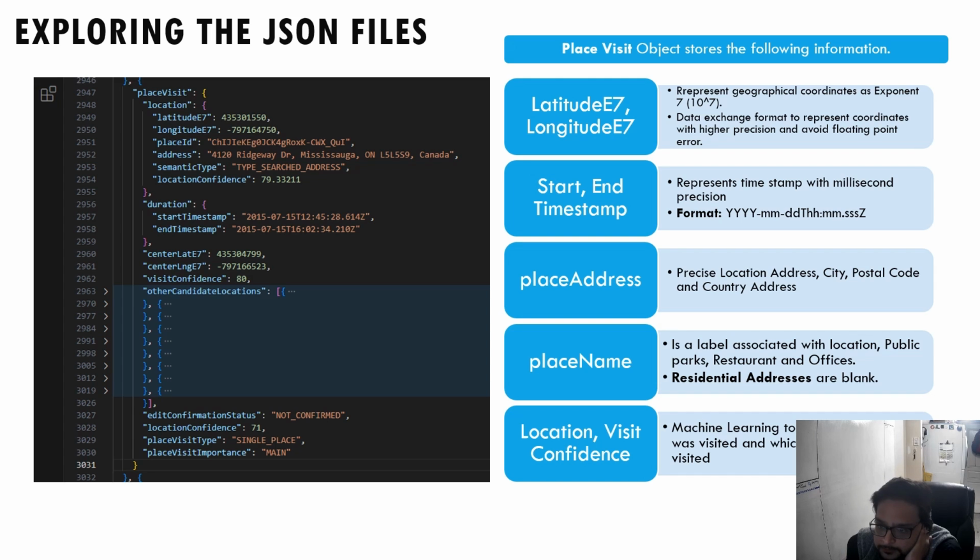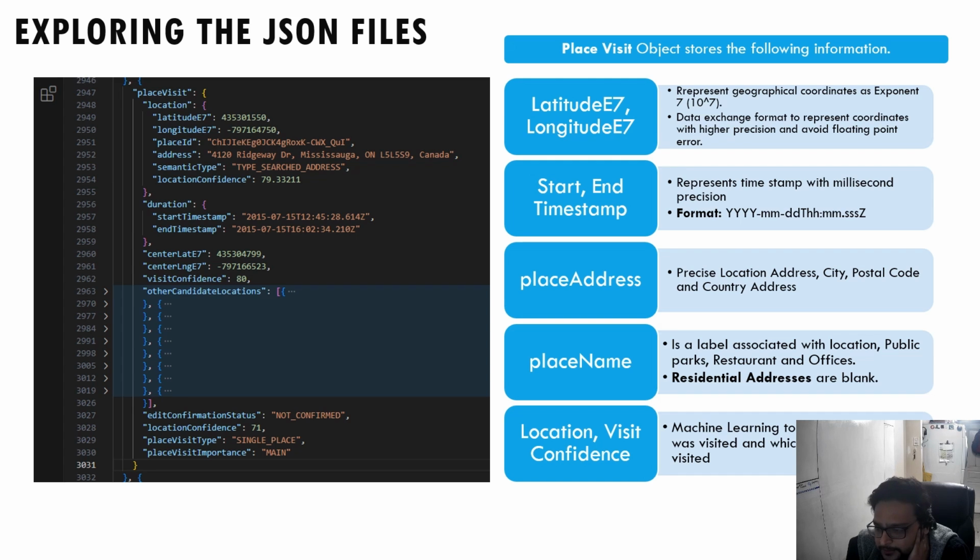Now, the first one is latitude and longitude E7. It's basically your geographical coordinates, scaled by an exponent of 7, so you don't have the decimal at the second or third spot. The reason for this is that it gets you really precise coordinate information down to the house level or the building level, and it avoids floating point accuracy errors. Timestamps are precise down to millisecond precision.